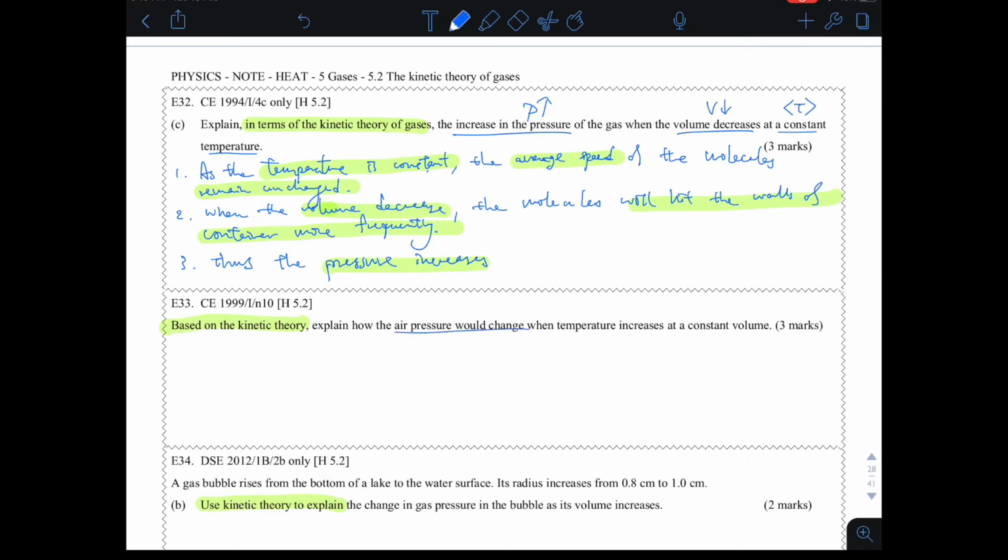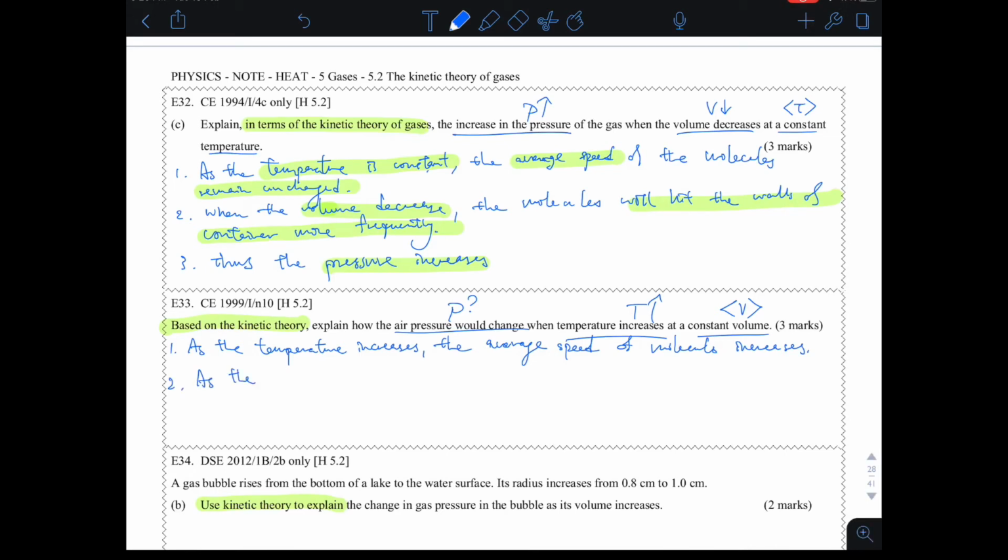Next, explain how air pressure changes. What is P change? When temperature increases with constant volume this time. Okay, again, 3 marks here. Firstly, we say, as the temperature increases, the average speed of molecules increases.